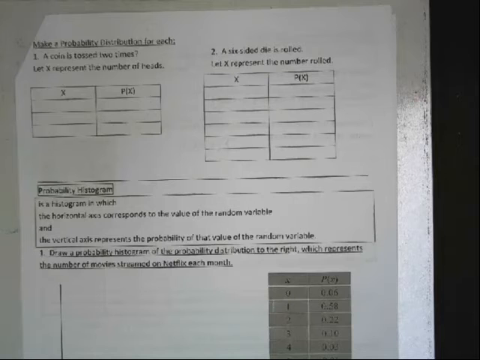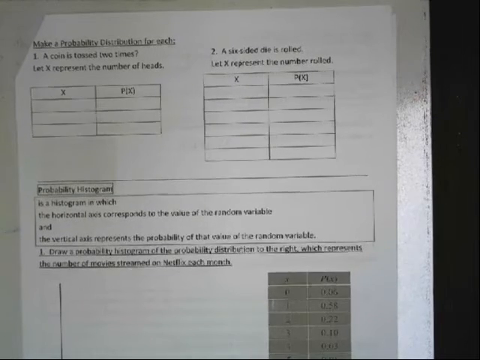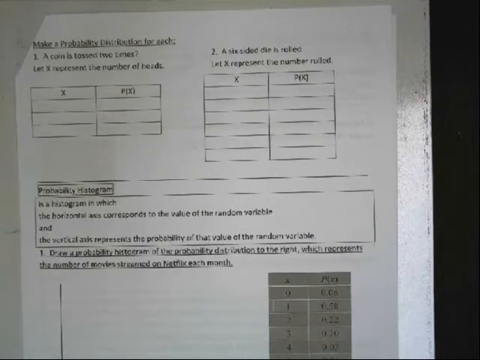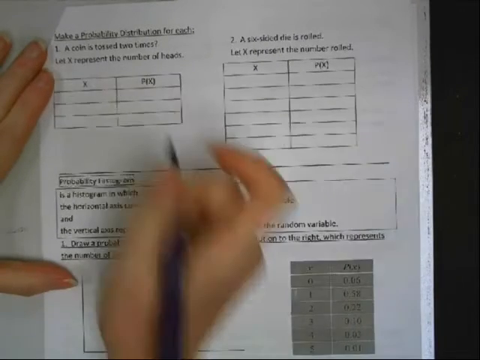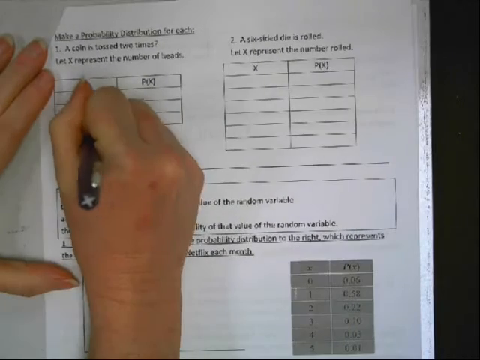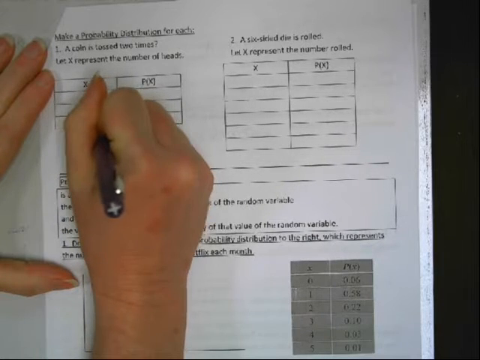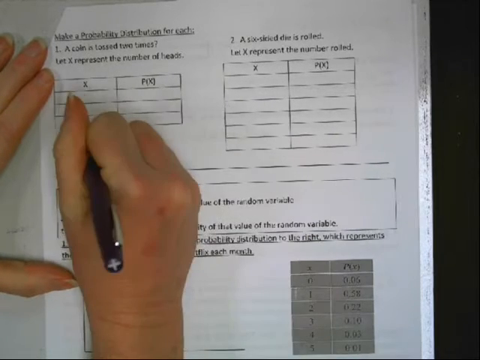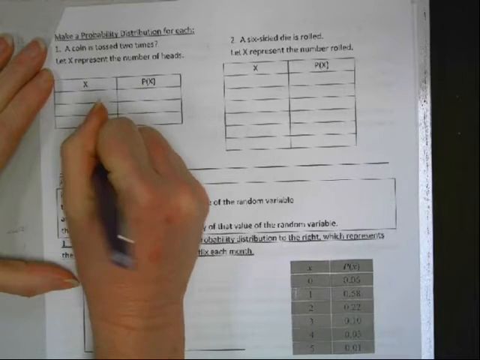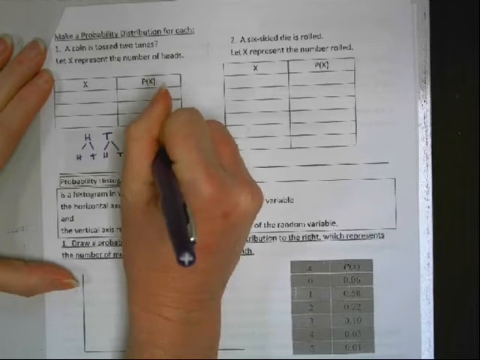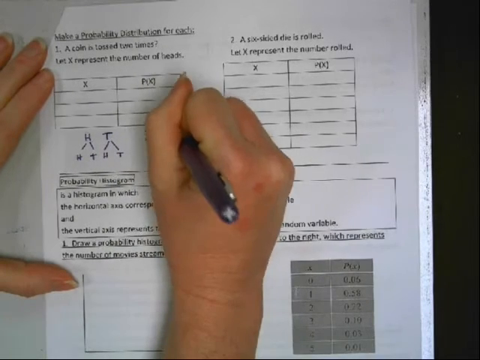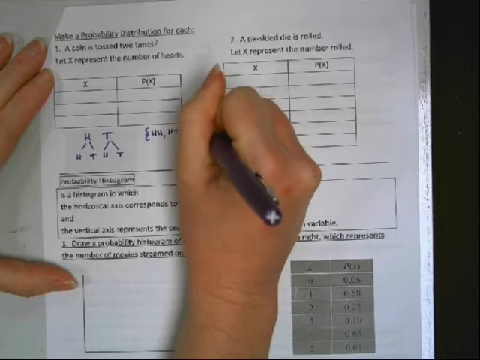In this next little section, we're going to make a probability distribution. My first probability experiment is a coin tossed 2 times, and we're going to let X represent the number of heads. Let's make a sample space so we can look at all of the possibilities. If I toss 2 coins, my first coin could come up heads or tails, and then my second coin could come up heads or tails. So if I write a sample space, it could either be heads, heads, heads, tails, tails, heads, or tails, tails.